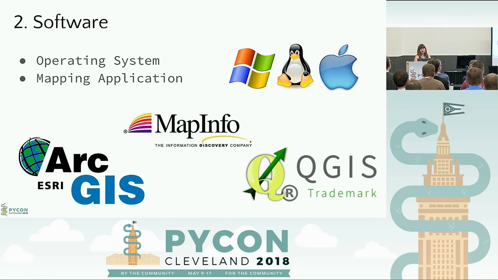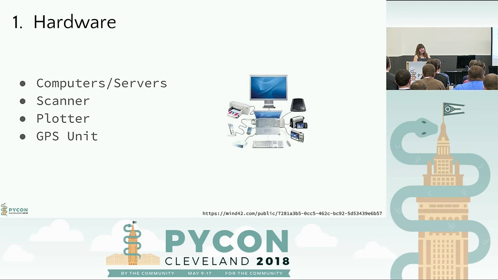To do GIS, you need special software, so you need an operating system, of course. And then on top of that, you need some kind of mapping application. QGIS is the open source mapping application that is most used, but there are also proprietary mapping applications like ArcGIS and MapInfo. We're going to be using Jupyter Notebooks as our mapping application today, so I should have put the little icon on there. You also need hardware, some kind of computer server, to run your mapping software. Depending on what you're doing, you might also need a scanner to scan in stuff to digitize, plot stuff on a big piece of paper, or a GPS unit if you're going to do GPS data collection.